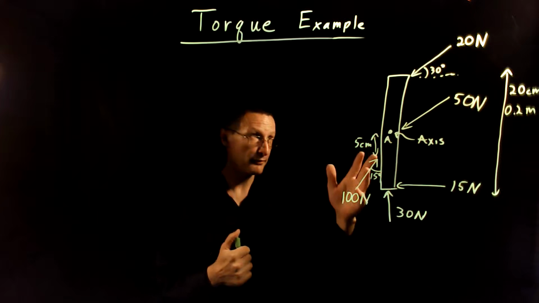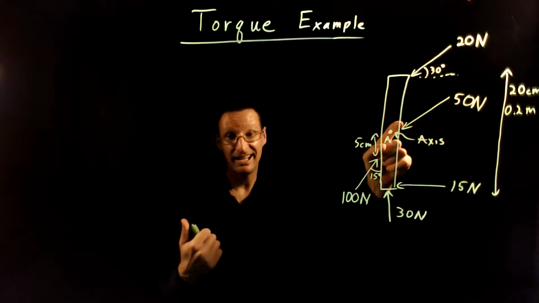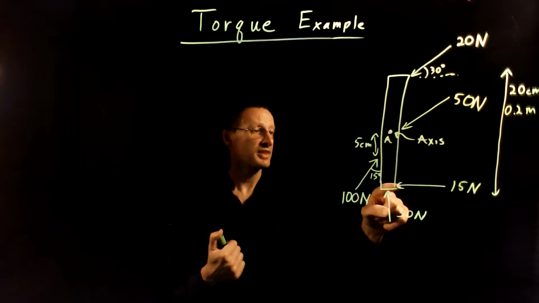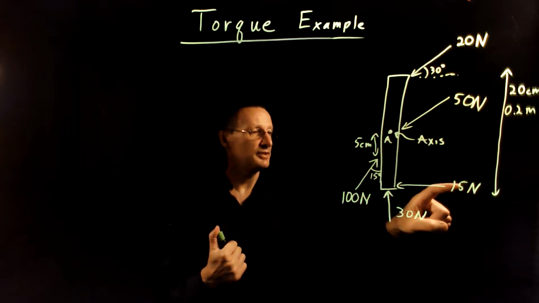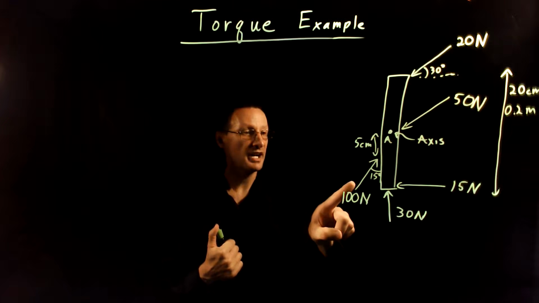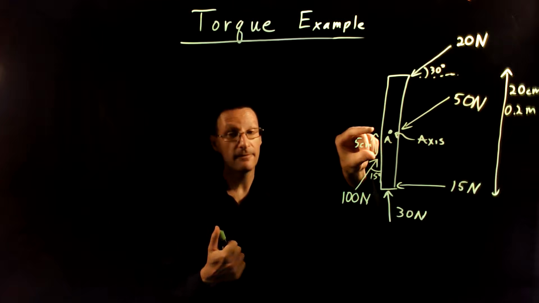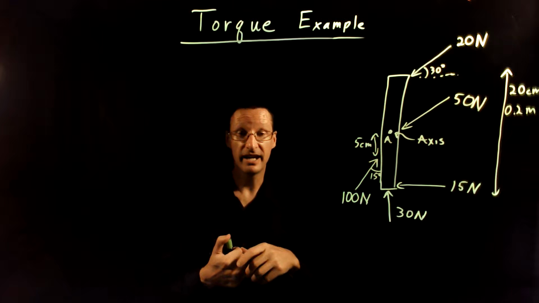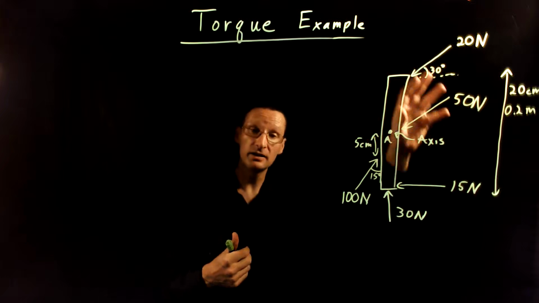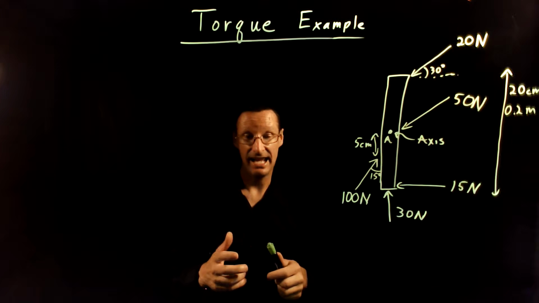And there's a variety of different forces. There's a 20 Newton force at an angle of 30 degrees. There's a 50 Newton force at some unknown angle that's acting at the axis of rotation. That might be a problem. There's a 15 Newton force acting to the left. There's a 30 Newton force acting straight up. And then there's a 100 Newton force acting at an angle of 15 degrees, but it's only acting 5 centimeters from the axis of rotation. So what we want to do here is add up all of the torques on this about the axis A.